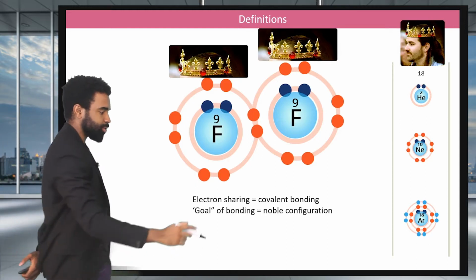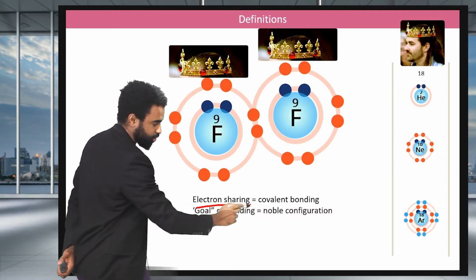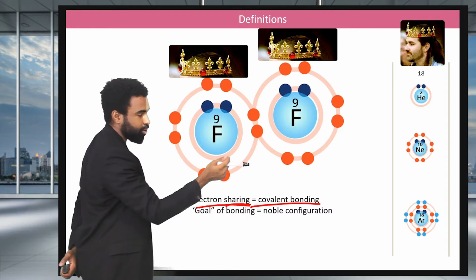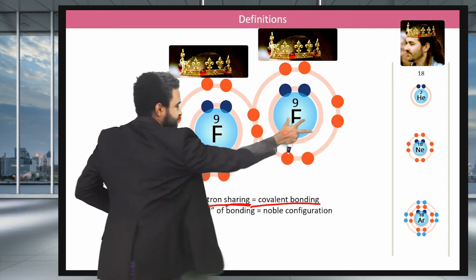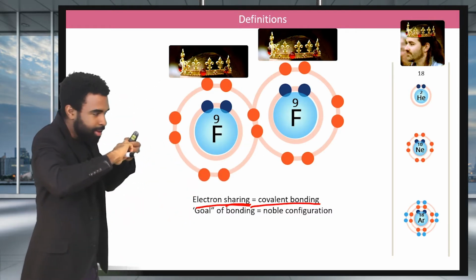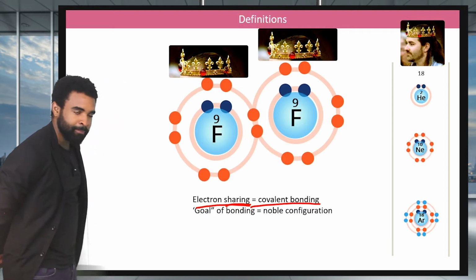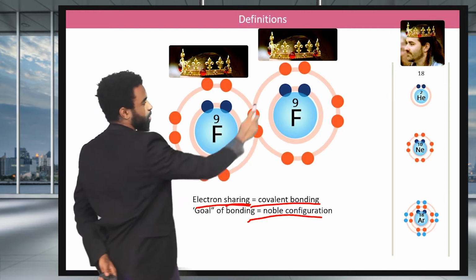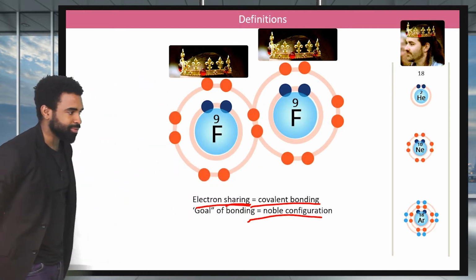Okay, so back to our statements. Electron sharing gives rise to what? To covalent bonding. What is a covalent bond? A covalent bond is the mutual attraction that these two atoms have to the shared pair of electrons. So they're stuck together by virtue of being attracted to the same pair of electrons. And the goal of bonding, as you can see, is to attain a noble configuration. So they both have that neon-like configuration now.